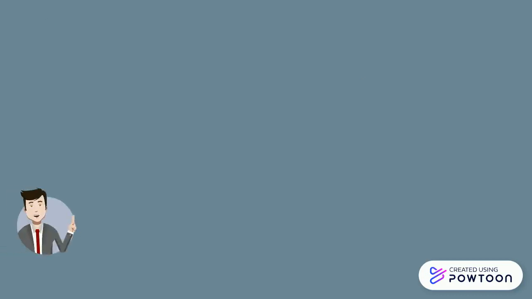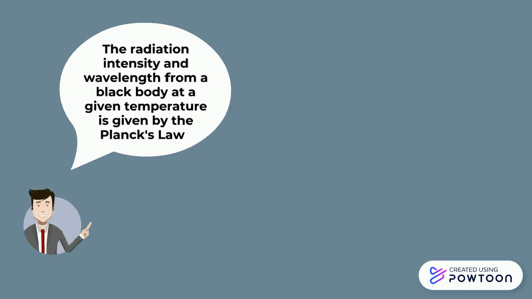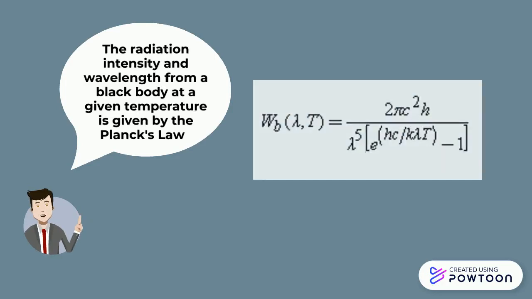The radiation intensity and wavelength from a black body at a given temperature is governed by Planck's law. Based on the formula for Planck's law, the radiation intensity is a function of wavelength and temperature.